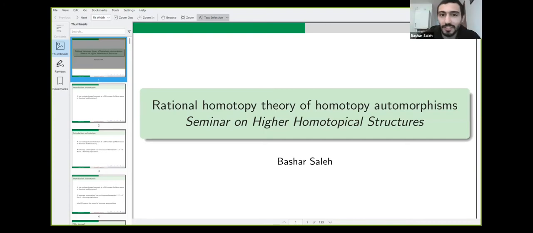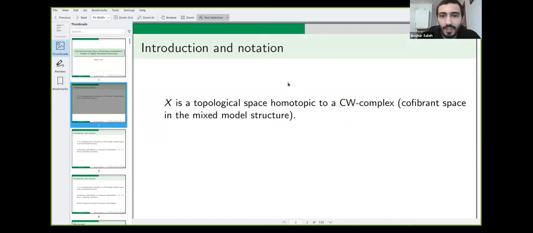Thank you, and I would like to thank the organizers for inviting me. So I will talk about rational homotopy theory of homotopy automorphisms of manifolds, but I will be more general in the beginning. So I will start with an introduction with some notation.